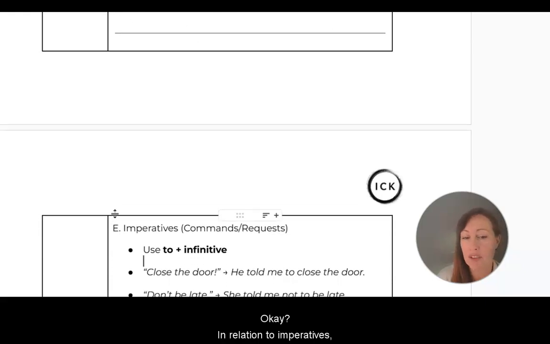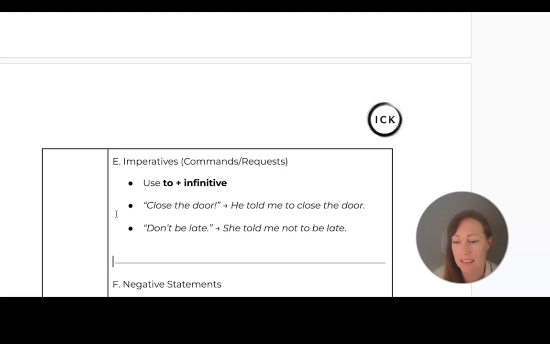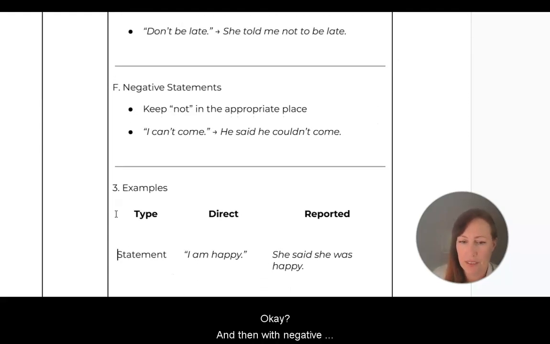Okay, in relation to imperatives, we just use to plus the infinitive. For example, close the door. He told me to close the door. And then the negative infinitive, don't be late. He told me not to be late. Okay, and then with negative statements, I can't come. He said he couldn't come.